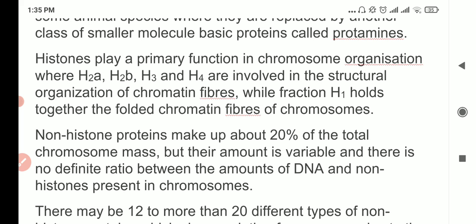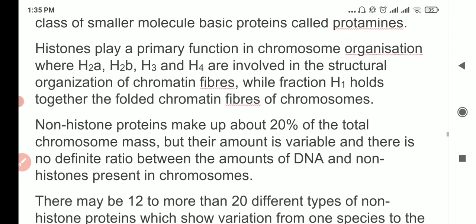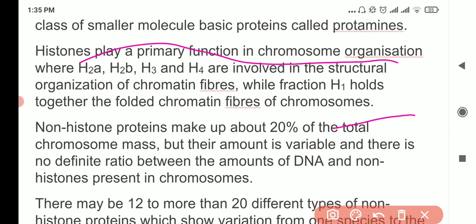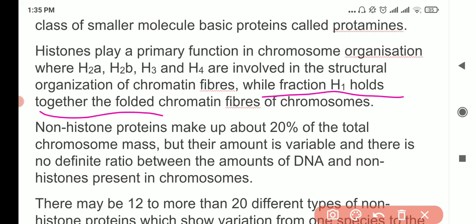So histones play a primary function in chromosome organization, where H2A, H2B, H3, and H4 are involved in the structural organization of chromatin fibers, while H1 holds together the folded chromatin fibers of the chromosome. So the structure is held by H2, H3, H4, and H1 holds the folded chromatin fiber together.